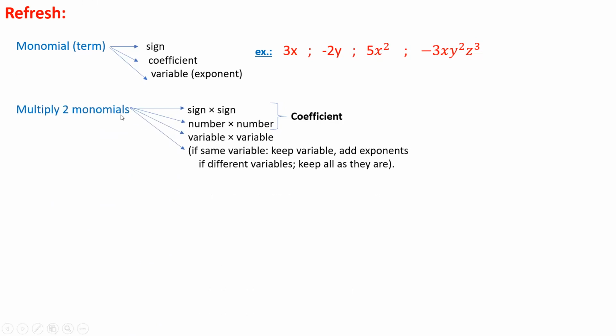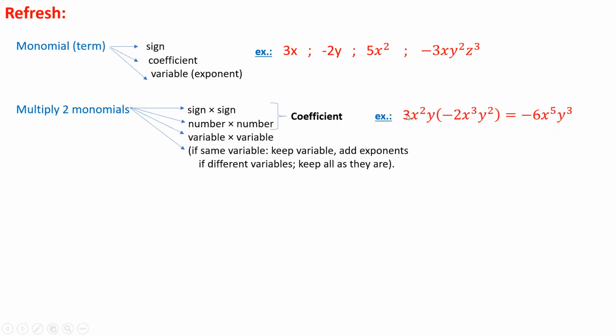How we multiply two monomials. To multiply two monomials, the rule is we multiply sign times sign, number times number. Both the sign and the number, we call them coefficient. We multiply variable times variable. If we are multiplying same variables, so we keep the variable and we add their exponents. If we are multiplying different variables, we keep all as they are.